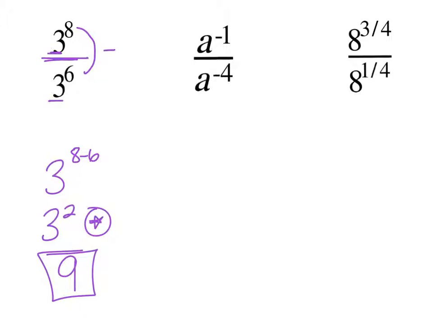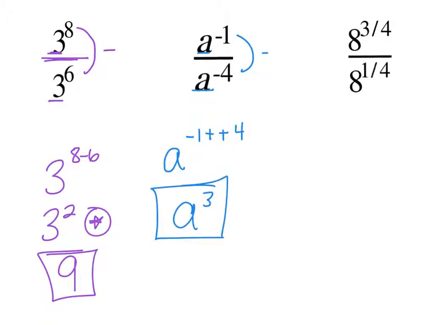Next example, a to the negative 1 over a to the negative 4. Same base, that means we're going to subtract our exponents. Our base is a. We have negative 1 minus negative 4. What really happens is your negative 1 plus 4, so we have a to the 3rd power. Notice what happened here. We went from negative exponents in both of those to a final answer with a positive exponent. So we didn't really want to make them positive first. Leaving them like they were gave us the best answer.